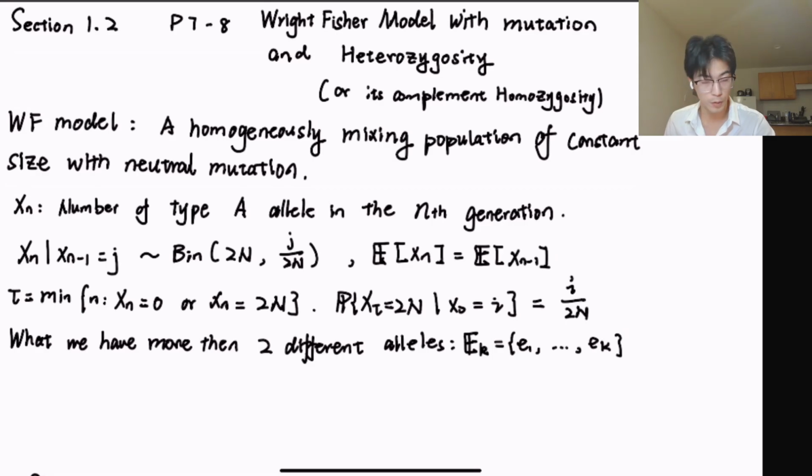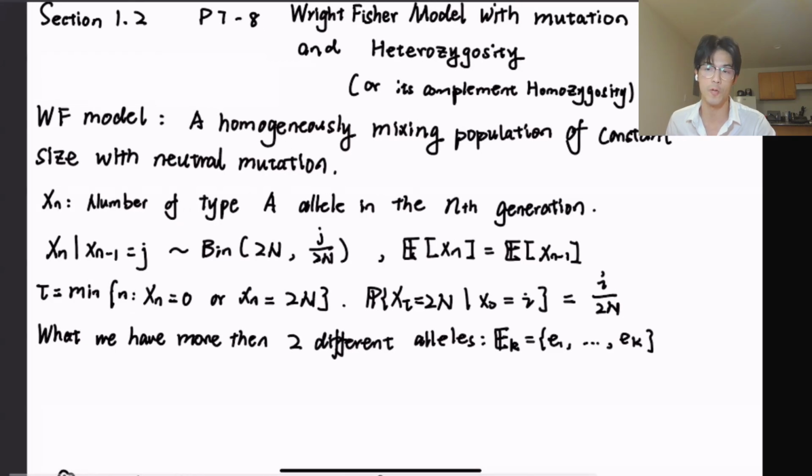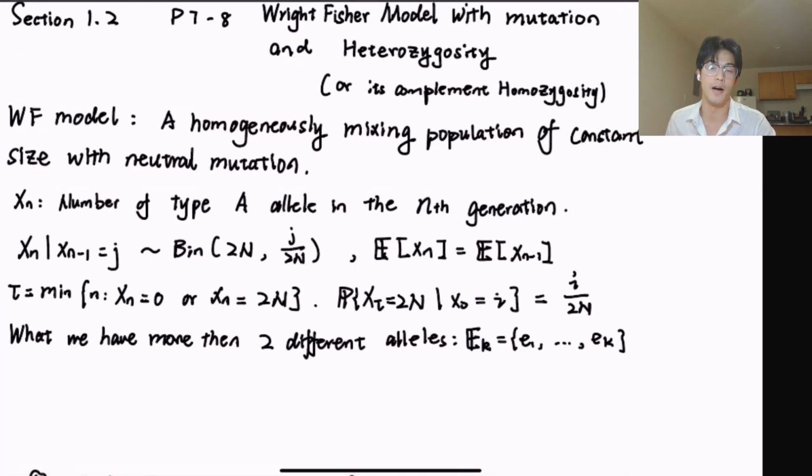And we proved that the probability of eventually ending up in 2N, given an initial state i, is equal to i over 2N, which is the initial frequency of the type capital A allele. We proved this using the martingale property.